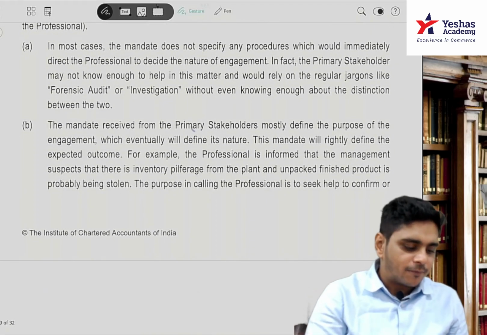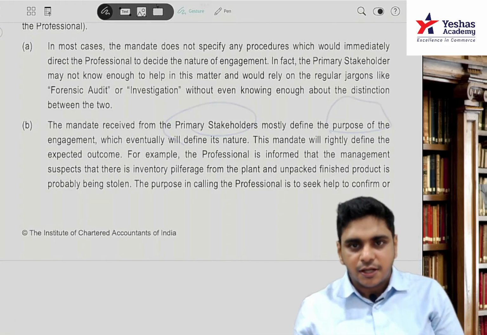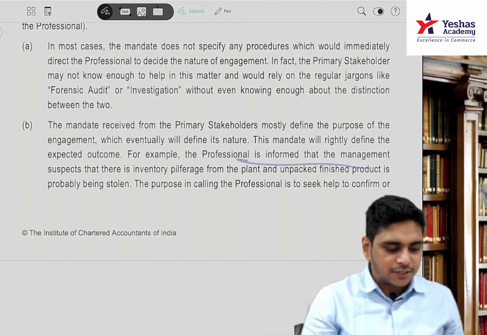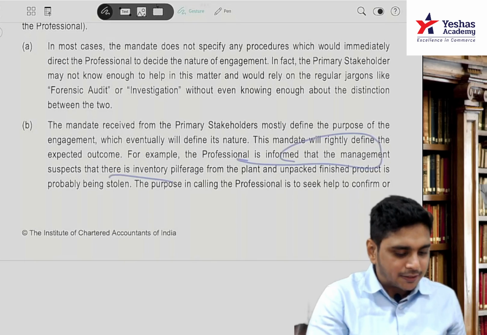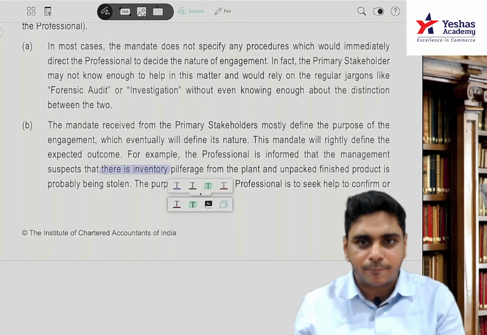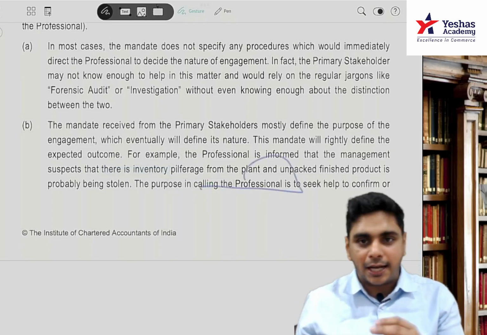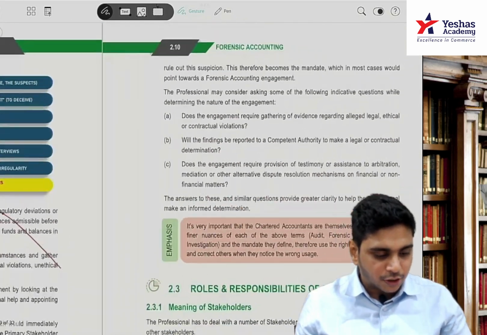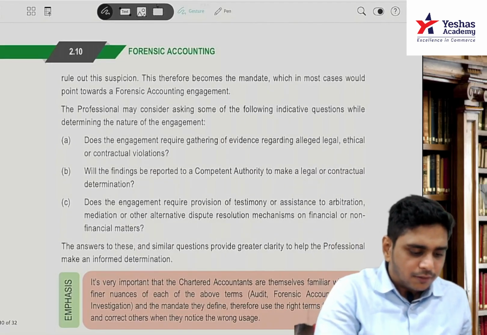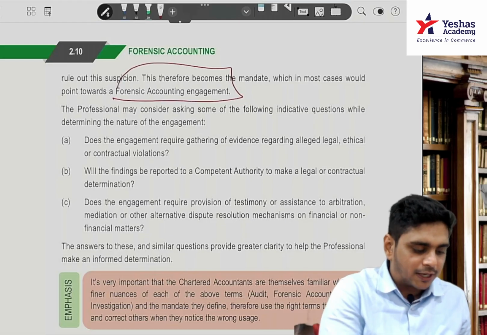The mandate received from the primary stakeholder mostly defines the purpose of the engagement, which eventually will define its nature. The mandate will rightly define the expected outcome. For example, the professional is informed that the management suspects there is inventory pilferage from the plant, and that unpacked finished product is probably being stolen. The purpose in calling the professionals is to help confirm whether it is happening or not. Now, this becomes a mandate which in most cases would point towards a forensic accounting engagement.